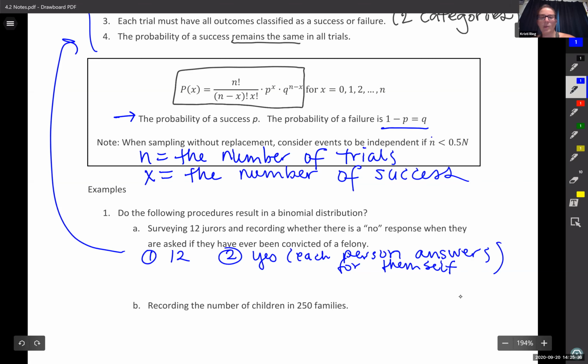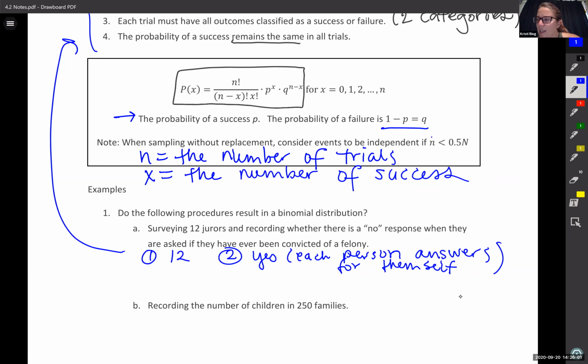Just think about it this way. Are you sitting next to somebody? I'm sitting by my dog. I don't think that counts. You're going to see somebody today, or maybe you already have. If they answer the question, have you ever been convicted of a felony? Does it really matter what their answer is? Will that change your answer? No. Their answer is independent of your answer. So that's why this is yes for number two.